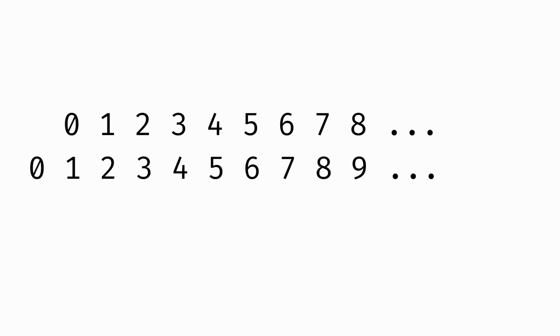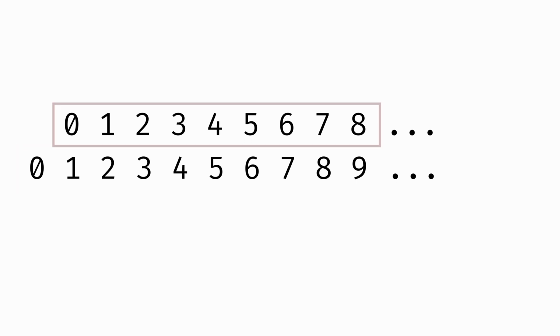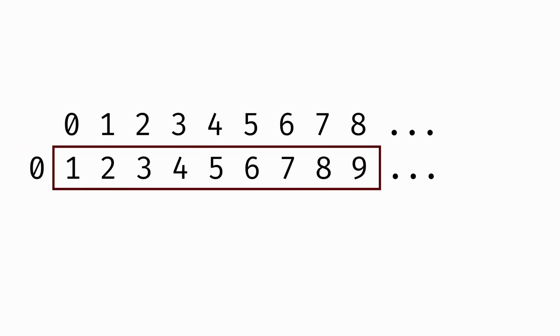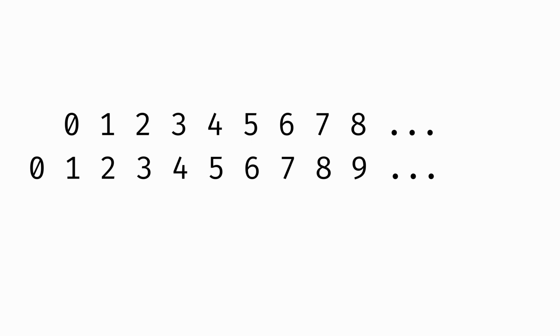In other words, instead of starting 0, 1, 2, 3, it starts 1, 2, 3, 4. So we can define the sequence of natural numbers recursively. We start with a 0, and then we have the sequence of natural numbers with 1 added to each of them. We can write that definition like this.